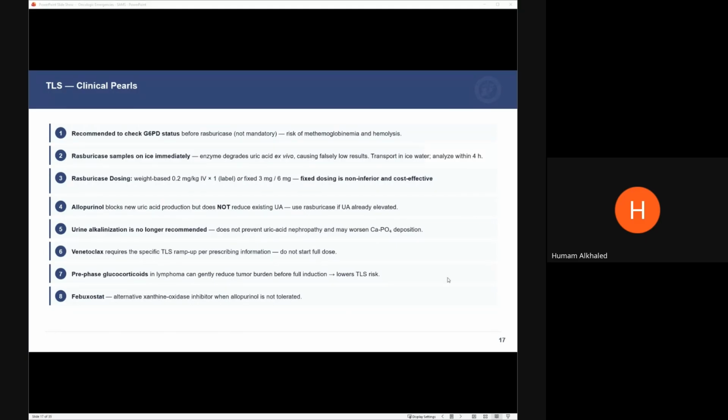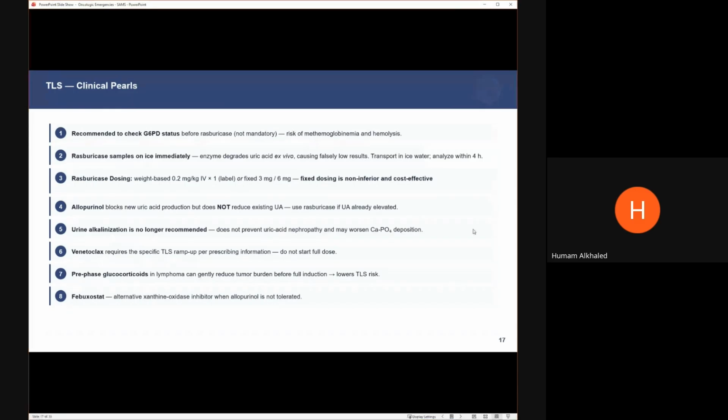Allopurinol blocks new uric acid production, but it cannot clear existing uric acid. So if baseline uric acid is high, that's when you want to use rasburicase. Previously, many providers used to use urine alkalinization, but it's actually not recommended anymore. It does not prevent uric acid accumulation or the kidney damage, and it may make calcium phosphate deposition worse. So we want to avoid urine alkalinization in high uric acid patients or in TLS patients.